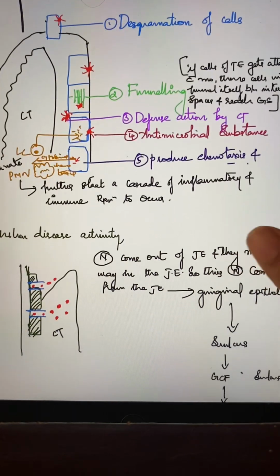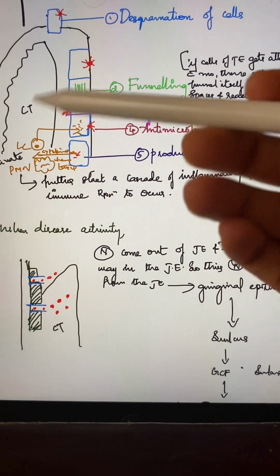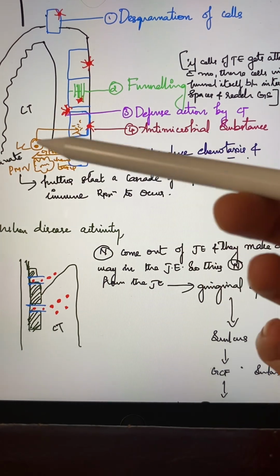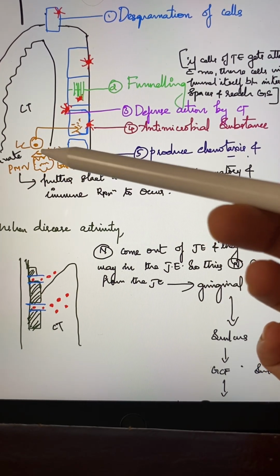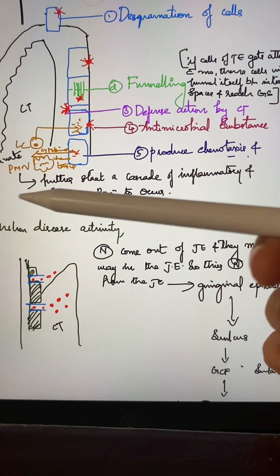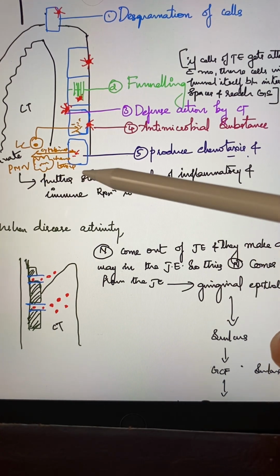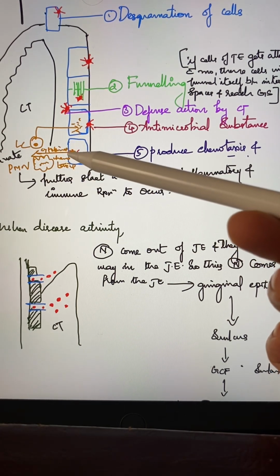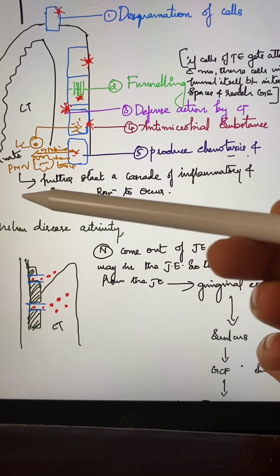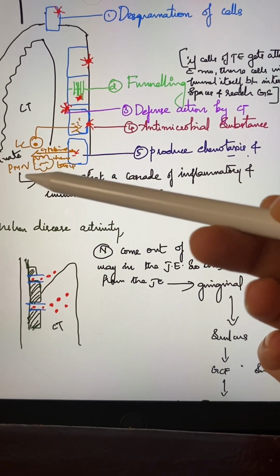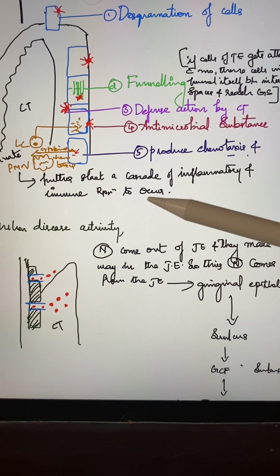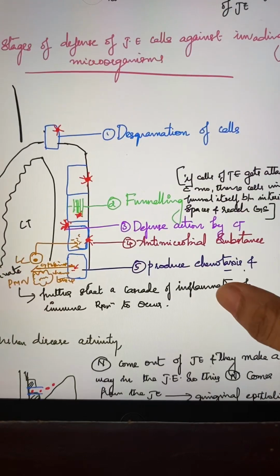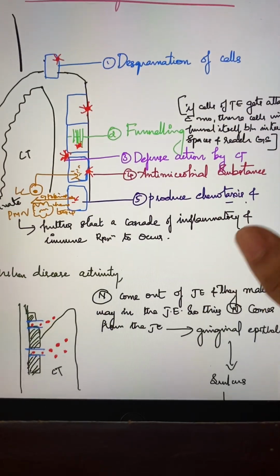Then the connective tissues there give some defense action. The other processes release some antimicrobial substances, and in that way they also protect. Another way is that they produce chemotaxis of PMNs, so production will increase in that area. Further PMNs are produced, which starts a cascade of inflammatory and immune reactions. These all are the stages of defense of the junctional epithelium.